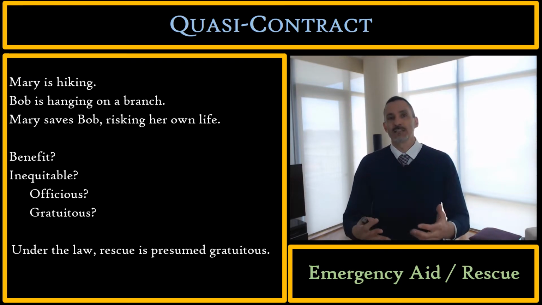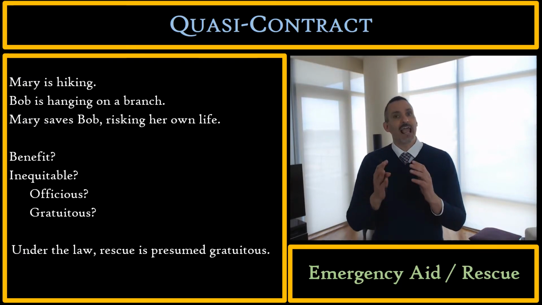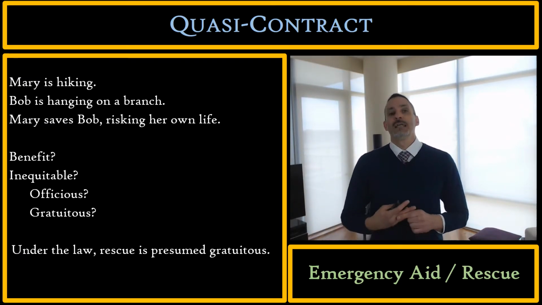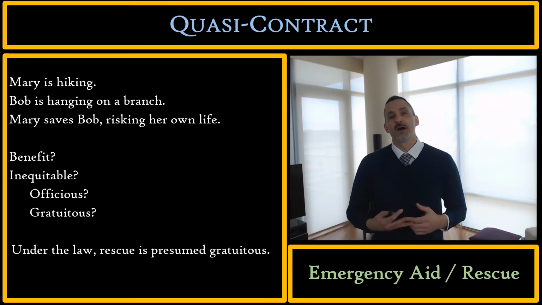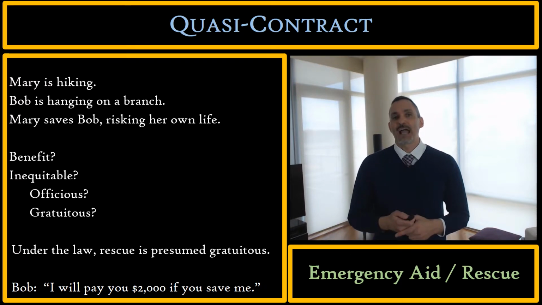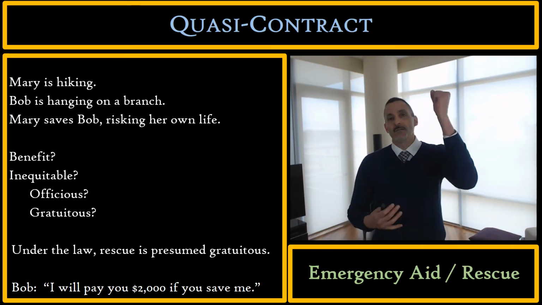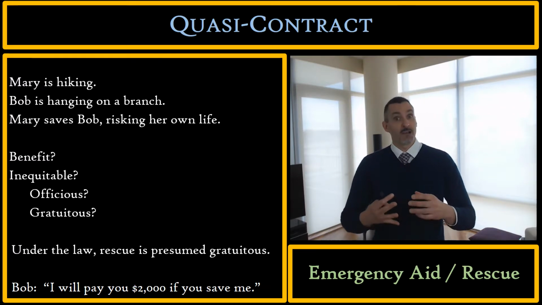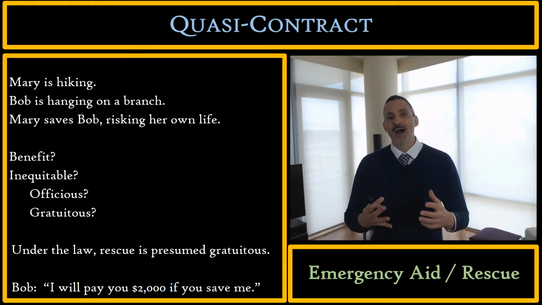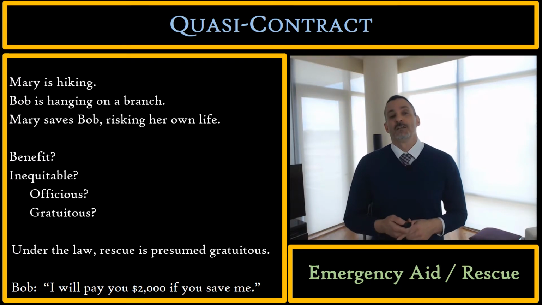And if it's a gift, if you're acting gratuitously, then it is fair, it is equitable to allow the other party to keep the benefit without paying you. In this case, because Mary was acting gratuitously when she saved Bob, it is fair to allow Bob to keep the benefit of his life without paying Mary. Now, here's the fun thing. We can change the facts a little bit. Let's say Mary stumbles upon Bob and Bob is hanging there and Bob says, "Mary, save me. If you save me, I will pay you $2,000." And Mary says, "Okay," and saves him. Now we have an express contract. We don't need to go to quasi-contract. Bob is bound to pay Mary under the doctrine of express contract.